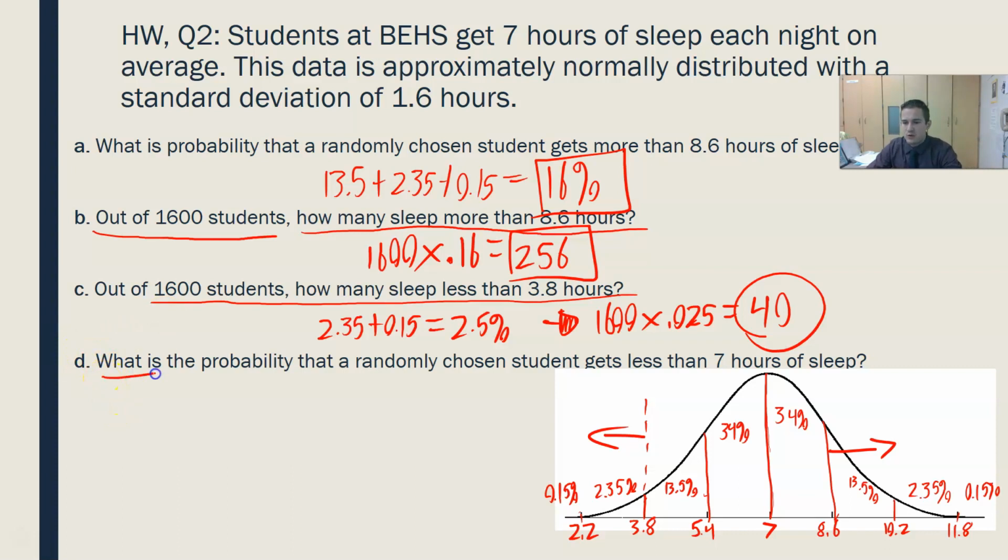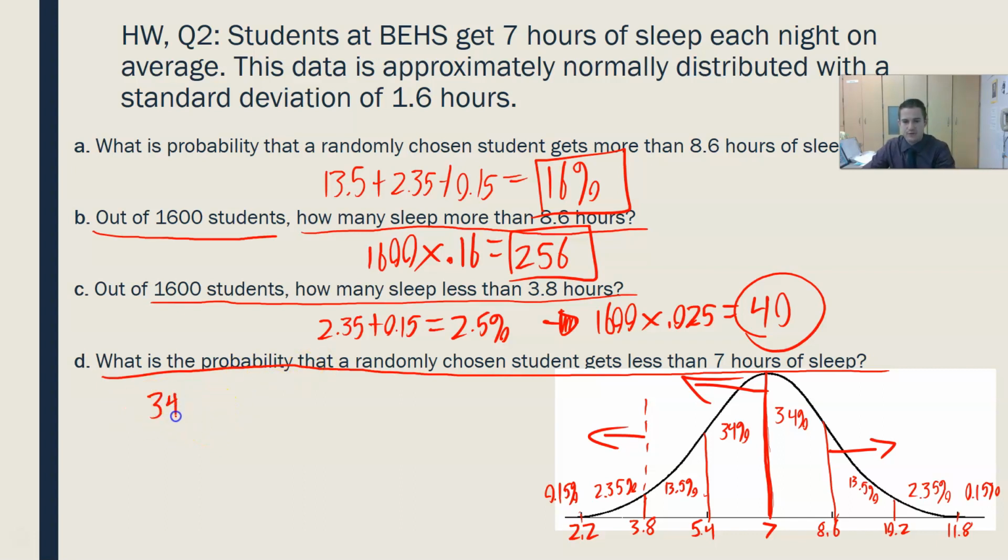Okay, last part here. What is the probability that a randomly chosen student gets less than 7 hours of sleep? So less than 7 hours of sleep. Here's 7. That's the mean. So before I even compute this, what do you think? What's the probability that someone gets less than 7 hours of sleep, if 7 is the average number of hours of sleep someone gets per night?